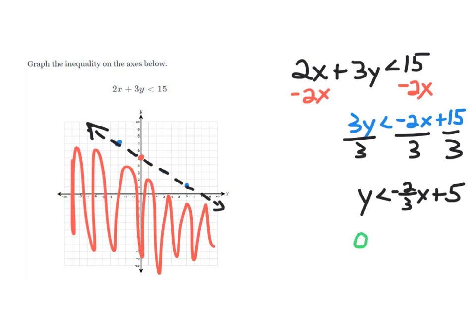That means 0 should be less than negative 2/3 times 0 plus 5. When I work that out, my inequality says 0 is less than 0 plus 5, which is 5. And is 0 less than 5? Yes, it is. It checks out. So you can see that we have done it correctly. And that is a look at graphing inequalities.